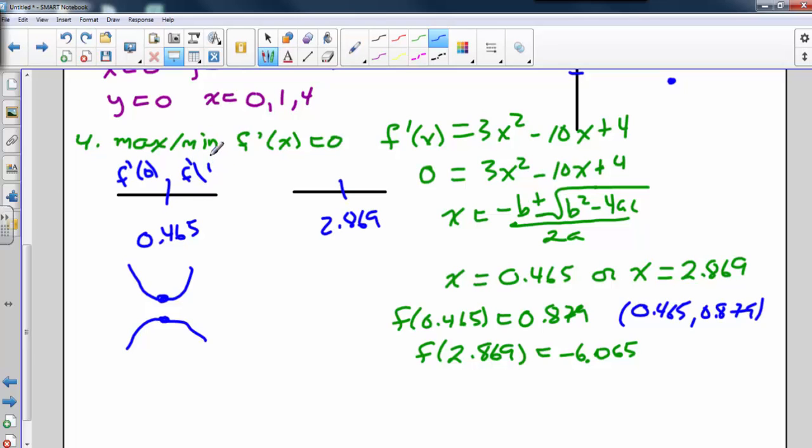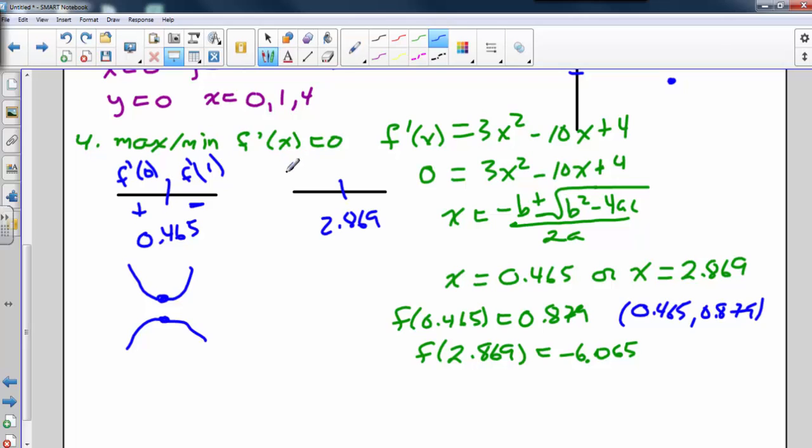And again, it's f prime specifically because I want to know, is the slope increasing or decreasing? When I put the 0 in here, I get positive 4. When I put the 1 in here, I get 3 minus 10 plus 4, which is a negative value. And so I can see clearly now my graph is increasing, so the slope is positive up to that point and then negative afterwards. This is a maximum.